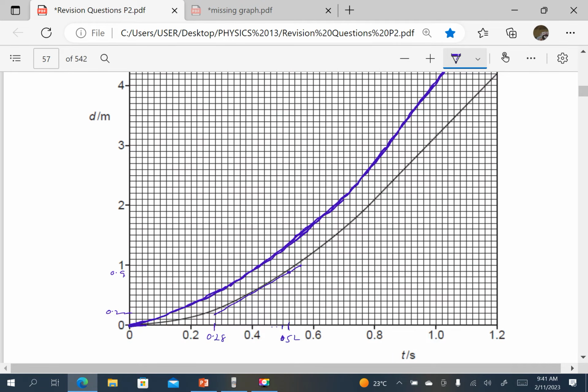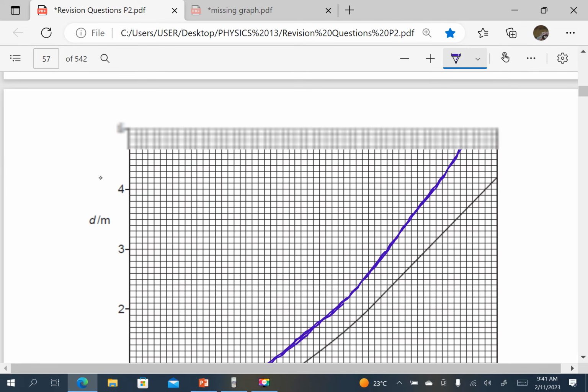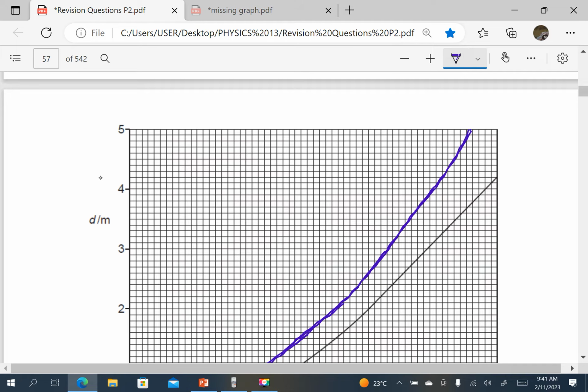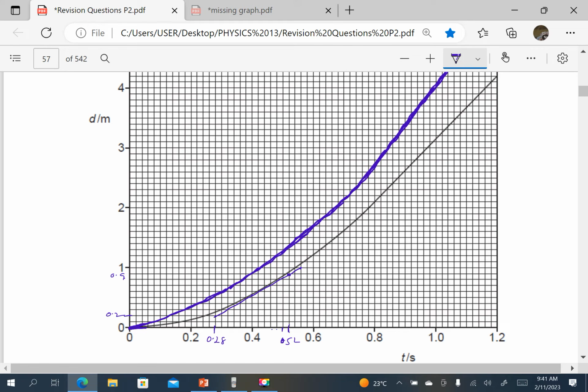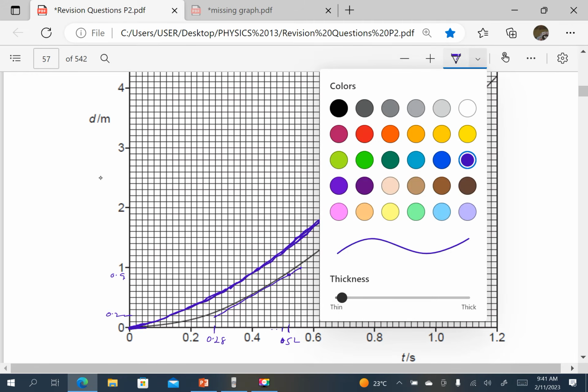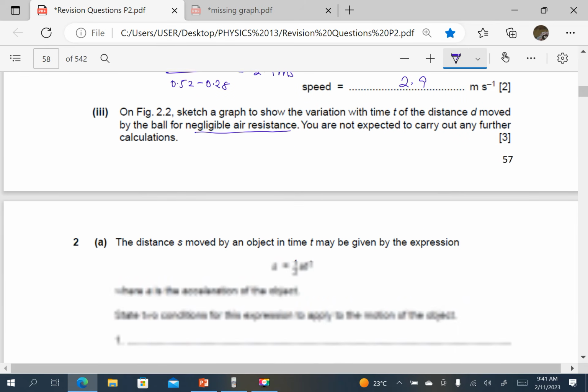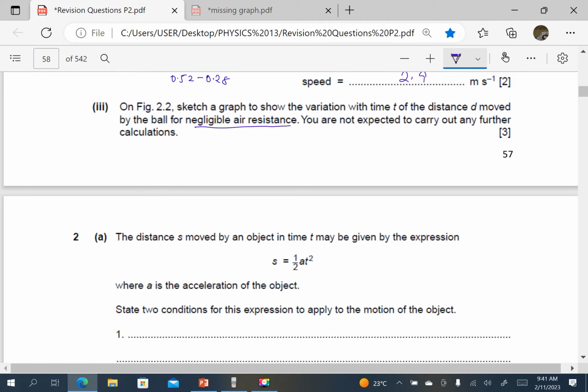So you can draw a better curve than mine. It will never become a straight line. Where you see that I've drawn it as if it is a straight line, that is a mistake. So that is the curve. It is going to be a continuous curve going vertically upwards, which will never become a straight line. So that is going to be the graph for the variation of displacement against time when air resistance is negligible.